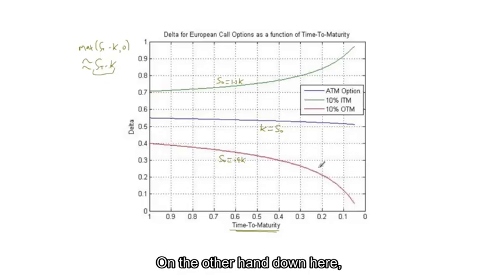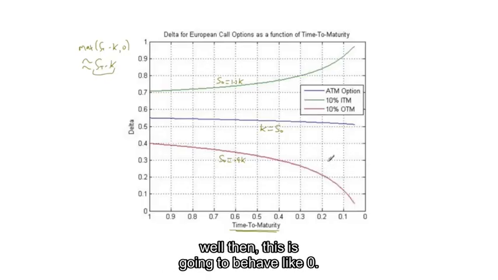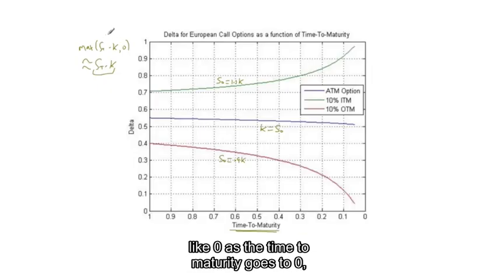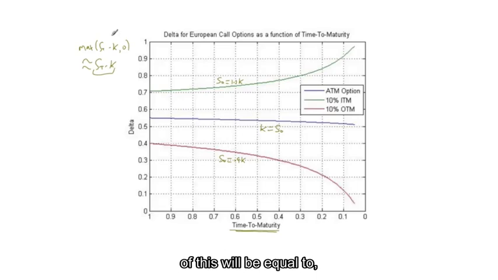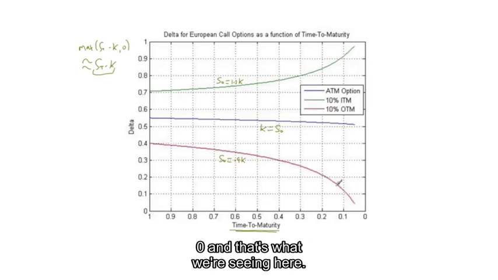On the other hand, down here in the 10% out of the money case, the option is going to behave like 0 as the time to maturity goes to 0. And therefore the partial derivative of this will be equal to 0. And that's what we're seeing here.